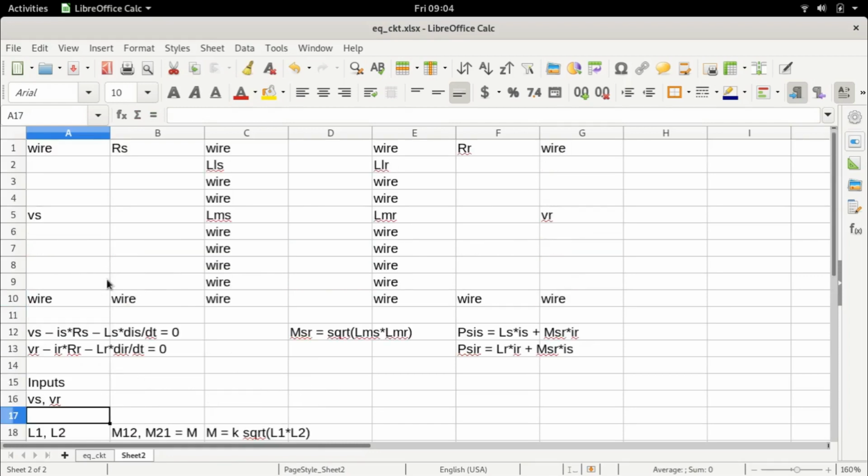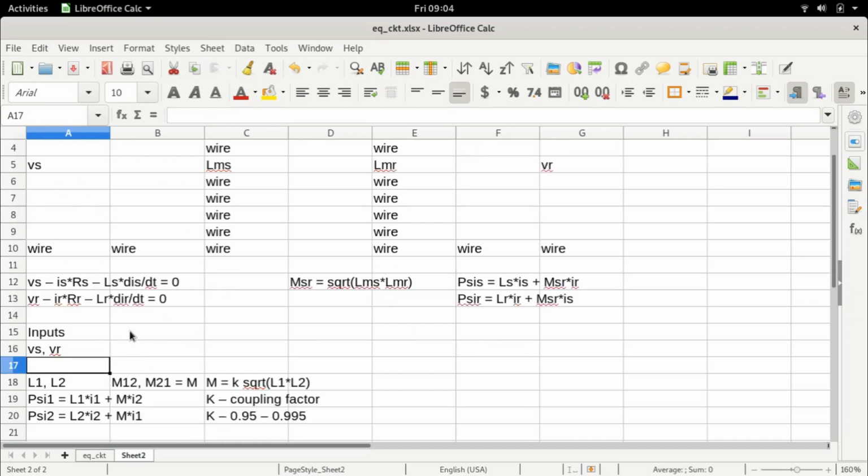When I say inputs, we are talking about independent variables that can change externally due to something which is not directly applicable to the machine itself, right? This is an external applied voltage. Now that we have this, let's write the parameters.